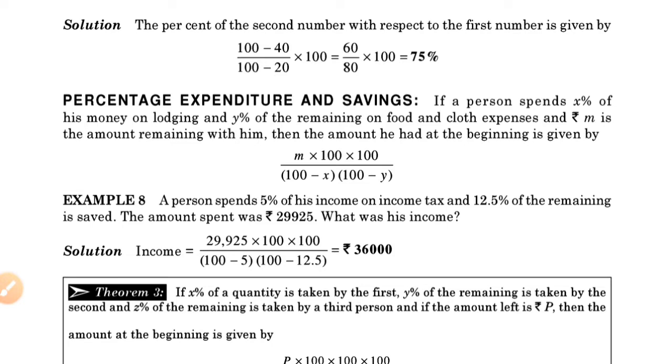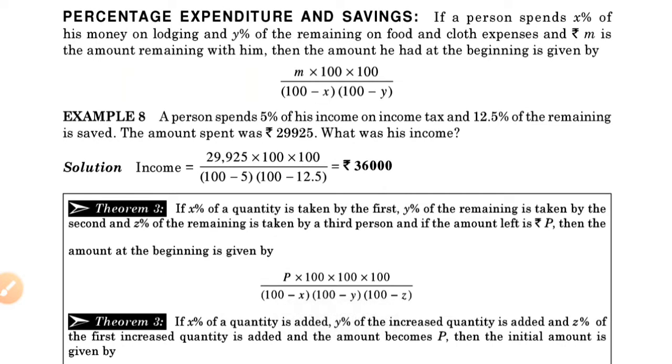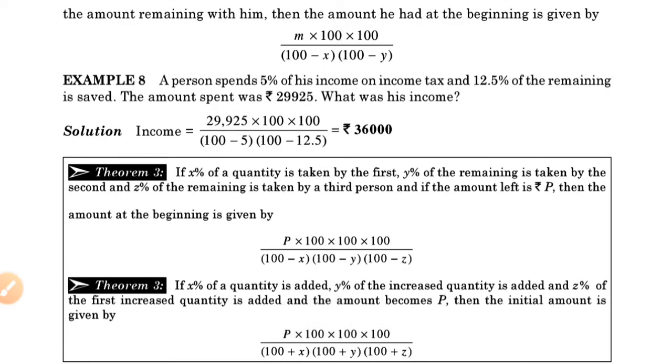Example number 8. A person spends 5% of his income on income tax and 12.5% of the remaining is saved. The amount spent was 29,925 rupees. What was his income? So his income is given by the formula M into 100 into 100 over 100 minus X into 100 minus Y. So it equals 29,925 into 100 into 100 divided by 100 minus 5 into 100 minus 12.5, which gives us 36,000 rupees.